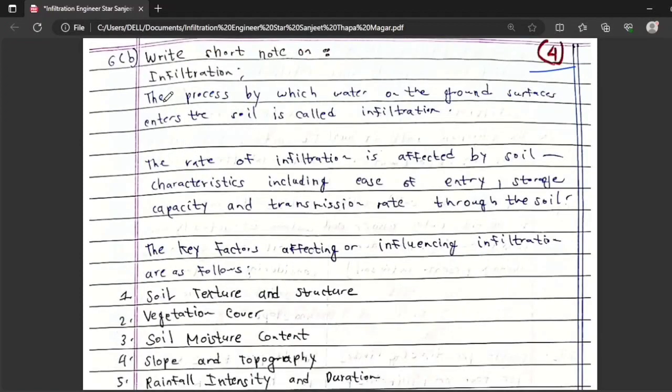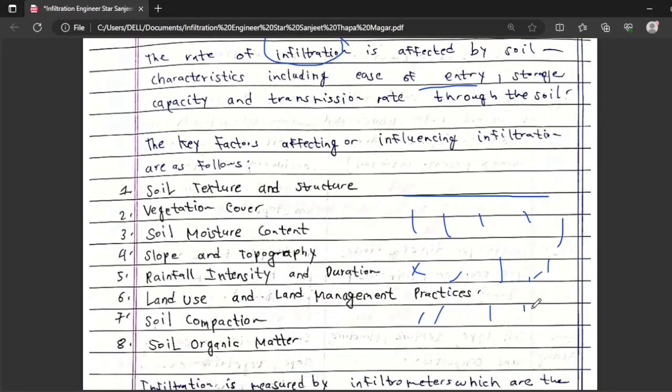So what is infiltration? The process by which water on the ground surface enters the soil is called infiltration. The rate of infiltration is affected by soil characteristics, including ease of entry. If the entry is easy, that means if this is ground, and if the surface has vegetation cover and less impermeable cover, then infiltration will be more. And the storage capacity of this soil, if it has large storage capacity, then infiltration will be more.